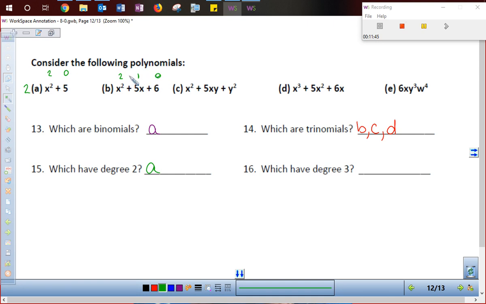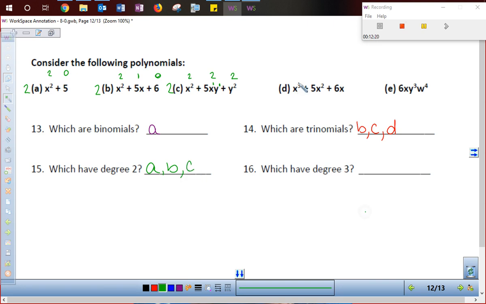Now again, I don't add these 3 together, I just find the biggest one. And 2 is the biggest one, so part B also has a degree of 2. Part C, x squared has a degree of 2, 5xy has 2 variables, so I need to add their exponents together. And 1 plus 1 gives me a degree of 2 for this term, and y squared also has a degree of 2. Now since these are all the same, I don't have to worry about which one's bigger. My degree is just 2. So part C also has a degree of 2.